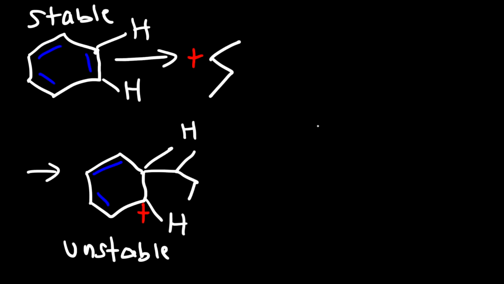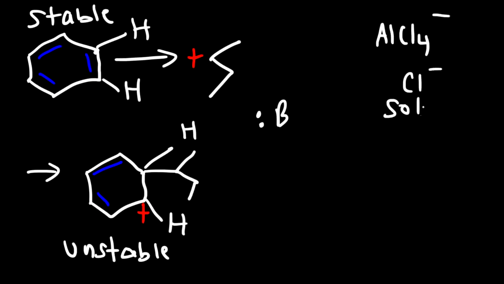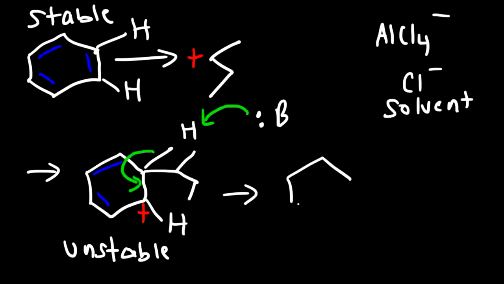So we need a base. So I'm going to use a generic base, which could be AlCl4-. It could be the chloride, or it could be the solvent. So that base is going to go for the hydrogen. The carbon-hydrogen bond is going to break, regenerating the aromatic ring. And so this is going to be the final product in this reaction.